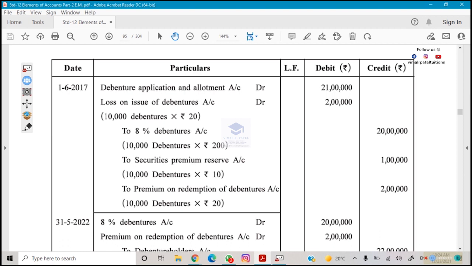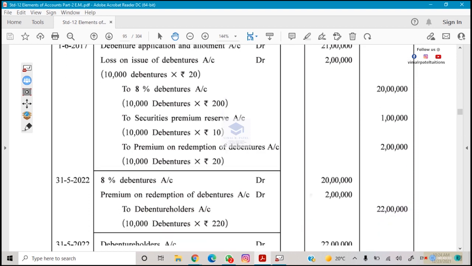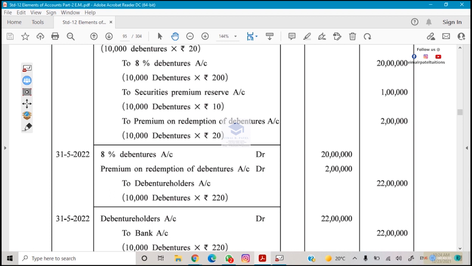To 8% debenture, 10,000 into 200. To security premium reserve, the 10 rupees extra received at the time of issue, 5% of 200, that is 10,000 into 10, 1 lakh. And premium on redemption of debenture 2 lakh. 8% debenture account debited 20 lakh. Premium on redemption of debenture account debited 2 lakh to debenture holder 22 lakh. And debenture holder account debited to bank account 22 lakh.